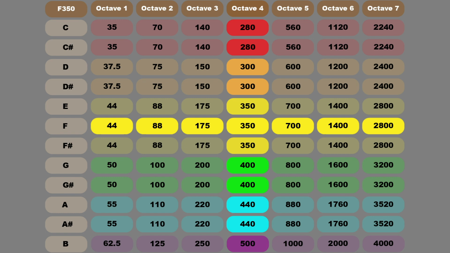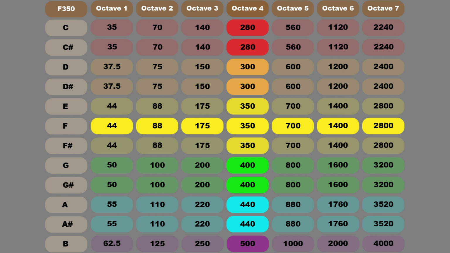Now, if we go up to the G group, we'll see that the base number is 400. And then we go to A, the base number is 440 because almost everybody knows that A4 is 440. So I use that as the base number for A and A sharp. And then B is 500, which is super easy. And then the base number for the C group is 280.